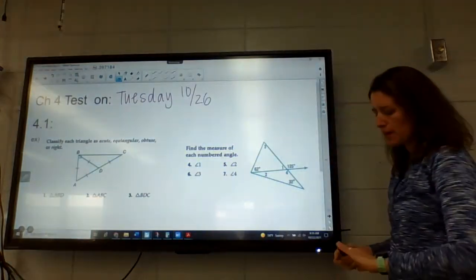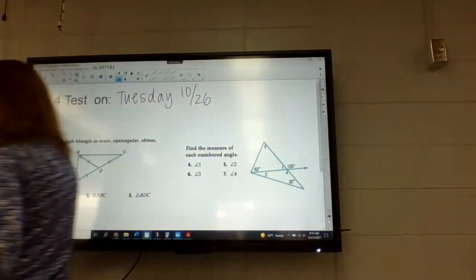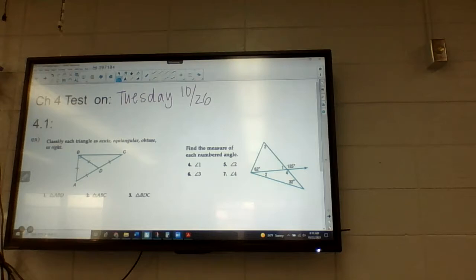So yeah, our test is going to be on the 26th, which is Tuesday. Again, we'll review today and then also Monday. We'll go through the different sections that were covered this chapter. There won't be a ton of proofs on our test, but there will be at least one or two. And hopefully you guys are feeling more confident about those than you were a few days ago.